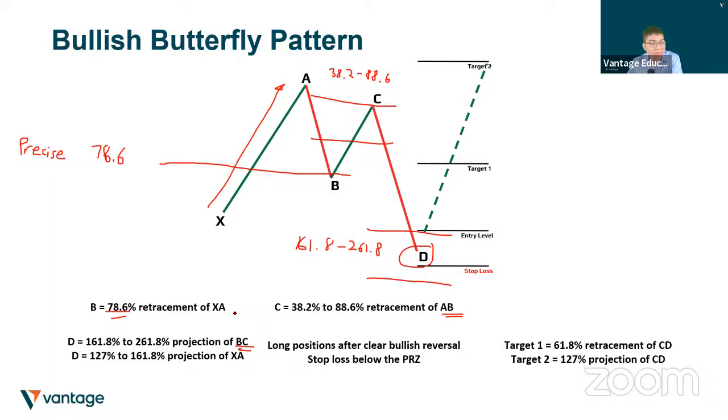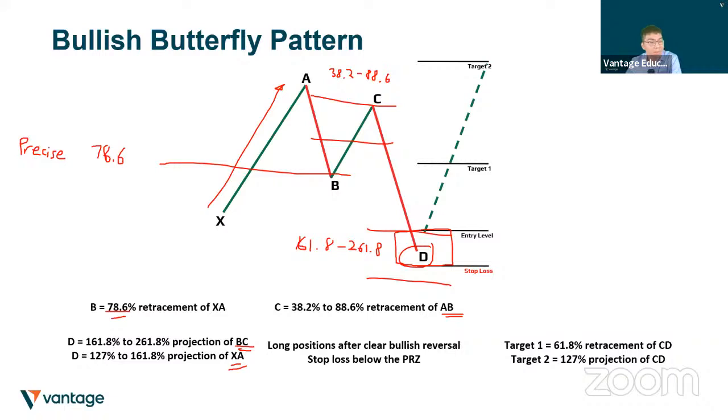Also a 127% to 161.8% projection of XA, with that it defines the potential reversal zone. So the PRZ zone is somewhere here. So I'll just draw it out. Okay, I think I highlighted the D out. So let me get the eraser. So yeah, this area is the PRZ zone reversal.